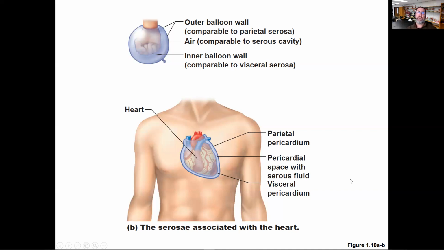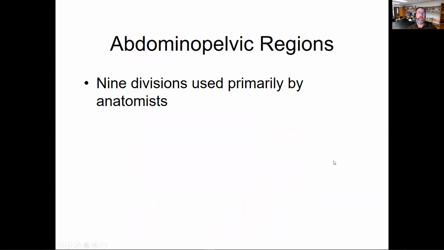But in general, if we're not injured, these serous membranes are a key part of helping these organs stay healthy. So the abdominal pelvic regions, we'll take a look at two different ways to look at these regions.